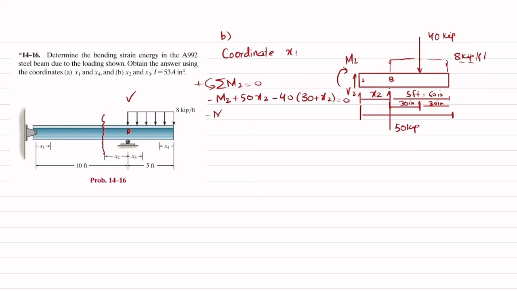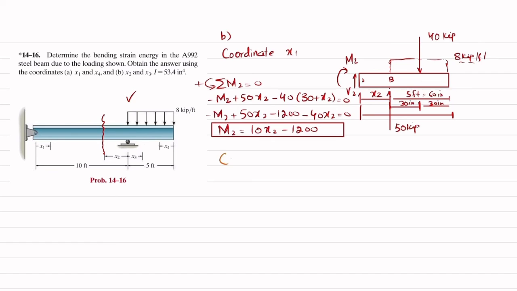So you can simplify it. M2 plus 50x2 minus 1200 minus 40x2 is equal to 0. So M2 will be equal to 10x2 minus 1200. So this is the bending moment due to coordinate x2. Now we will solve for coordinate x3, and we will calculate the bending moment for the beam.